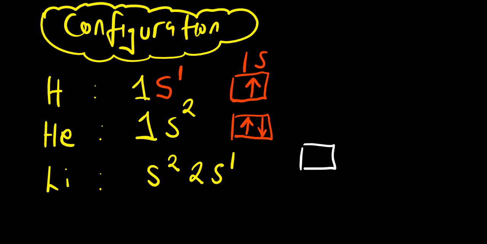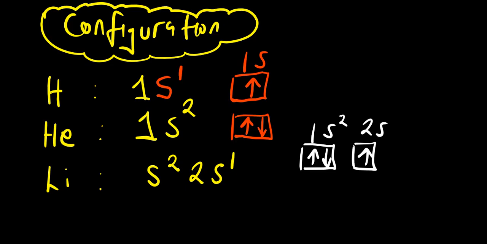So this will be your 1s, the first electron, then the second one. Then we said the third one will go in the 2s, an arrow like that. So this is your 1s, and then this is just your 2s like that.